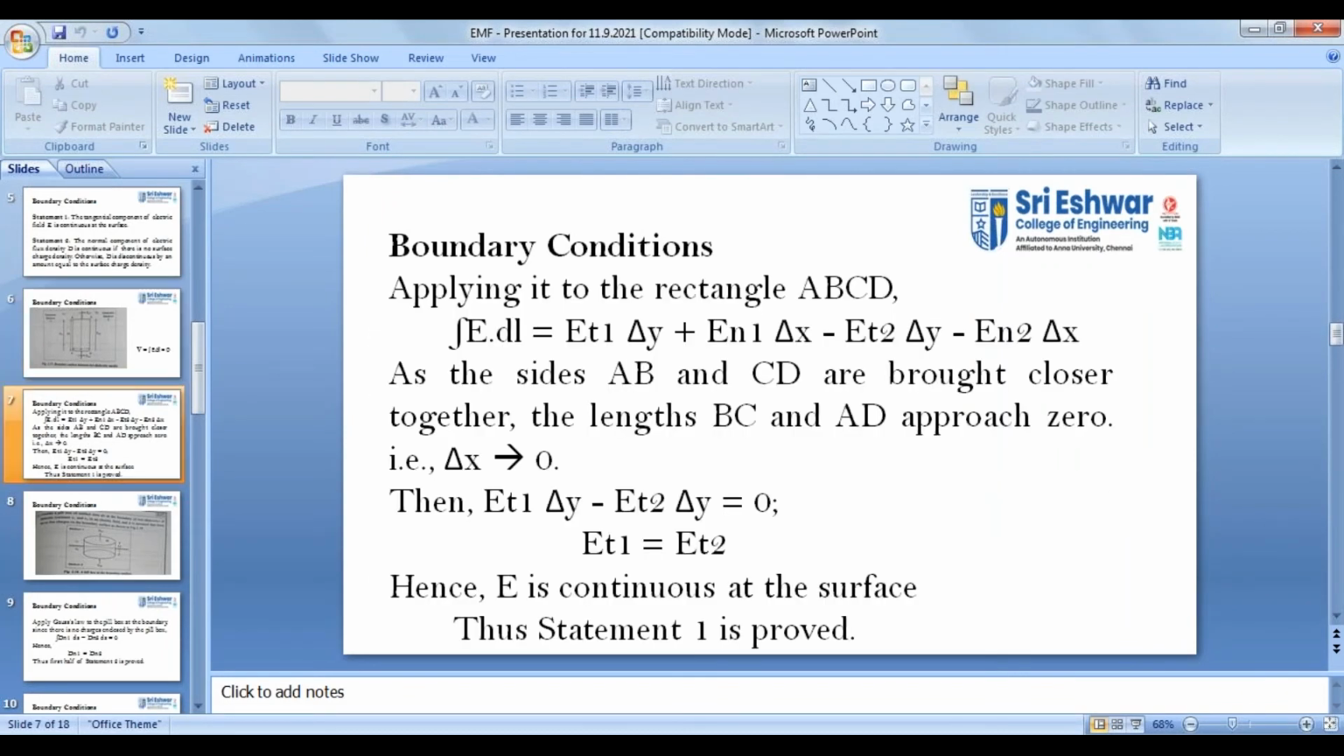Going to the next slide, I am applying v is equal to 0. If I apply that condition to the rectangle ABCD, what will I get? As the sides AB and CD are brought closer together, the lengths will approach 0. So del x approaches 0, and I get Et1 equal to Et2. That means E is continuous at the surface. Thus statement 1 is proved.